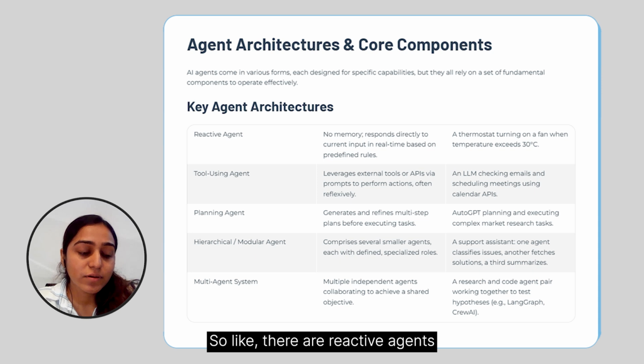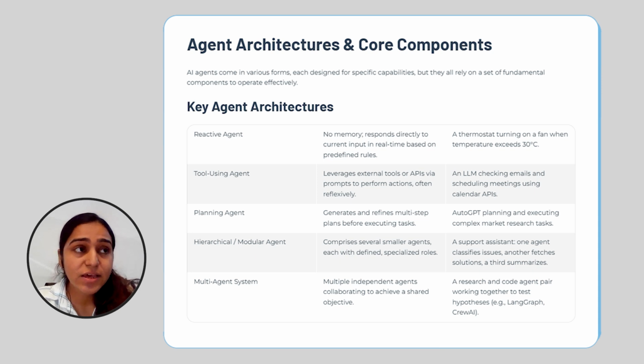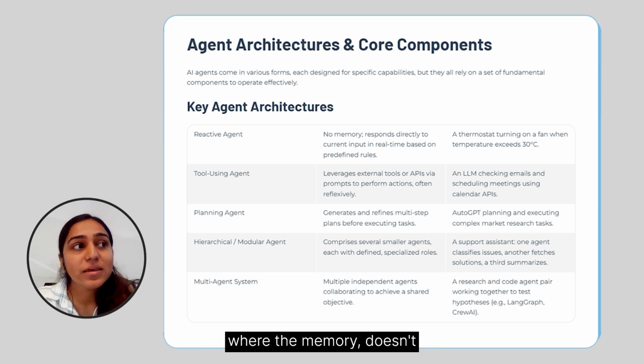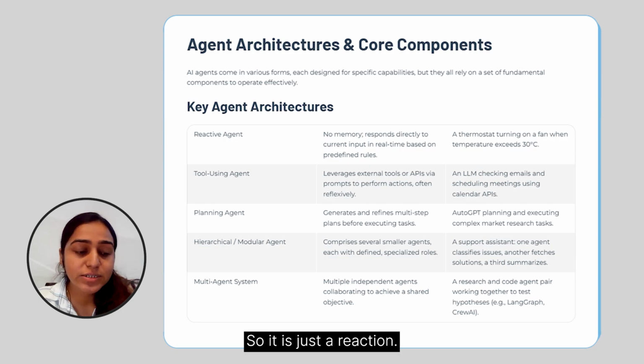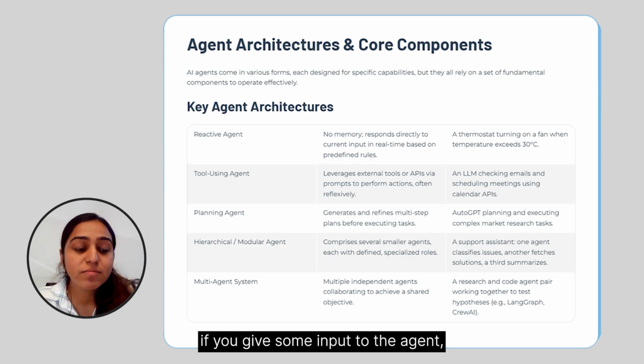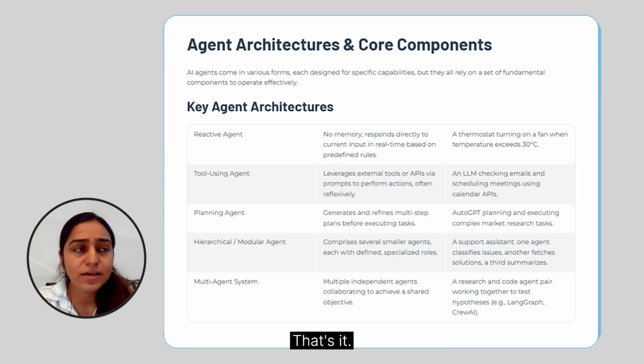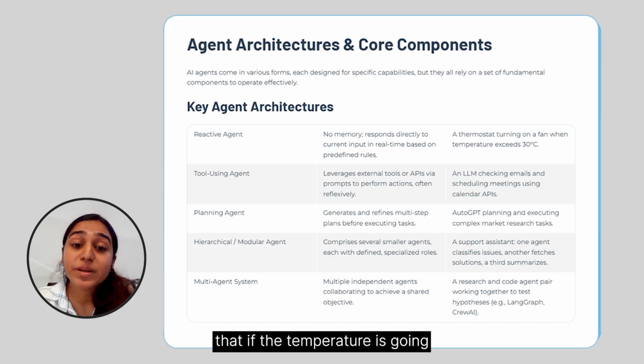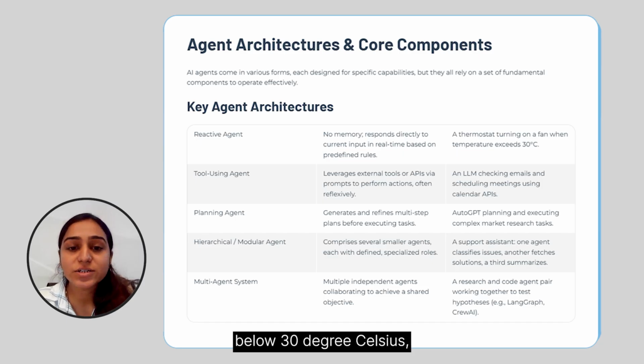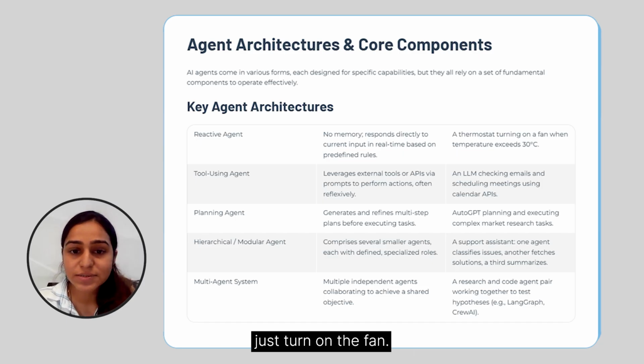So, there are reactive agents where the memory doesn't come into play. So, it is just a reaction. For example, if you touch something hot and you give out a reaction, similarly, if you give some input to the agent, it gives out an output without any thought or any memory. That's it. So, an example is like we can tell an agent that if the temperature is going below 30 degrees Celsius, just turn on the fan. Simple as that. Nothing else required.